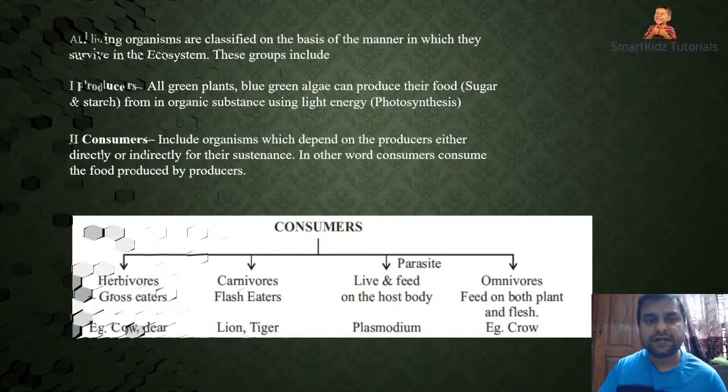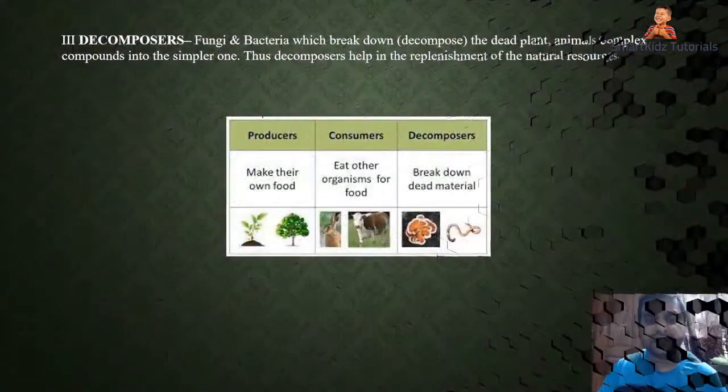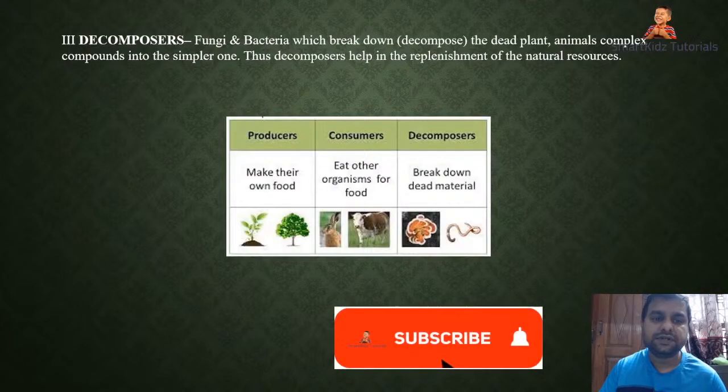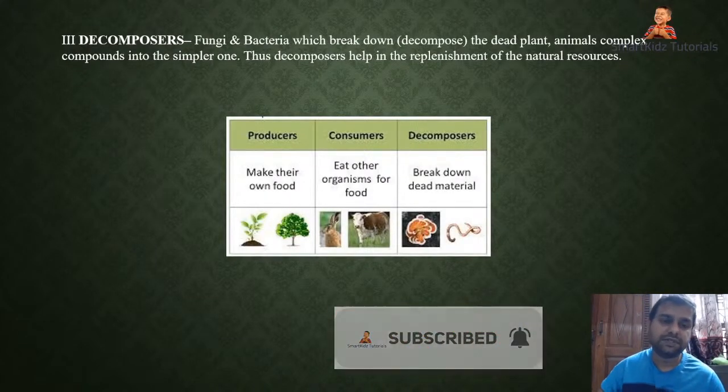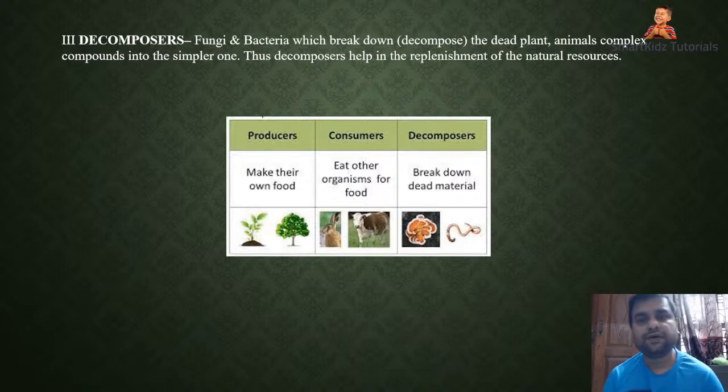Third, the decomposers. Okay, so we had the producers, the consumers, and the decomposers. These exclusively feed on dead decaying matter. Okay, completely on dead decaying matter. So dead plants, animals.